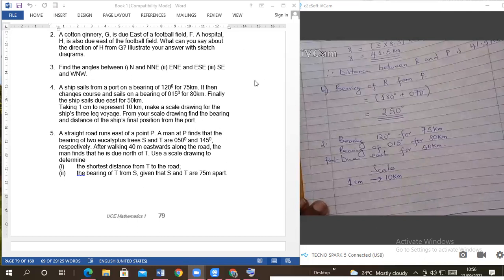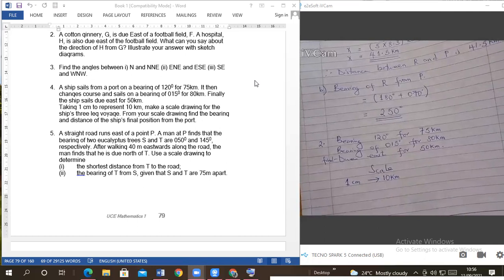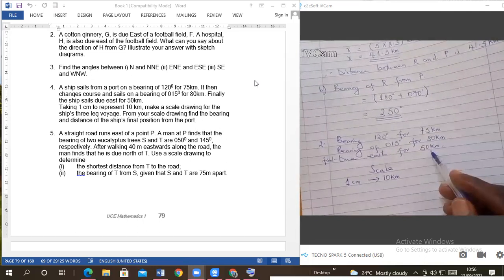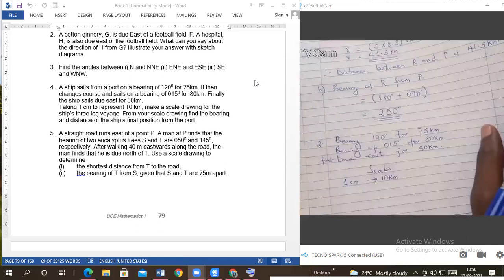What else? They're saying make a scale drawing for the ship, which means that's the direction, the course it was taking. From your scale drawing, find the bearing and the distance of the ship's final position from the port. So the ship started sailing from the port to a given destination, which they've already given us here. So what do we do first?